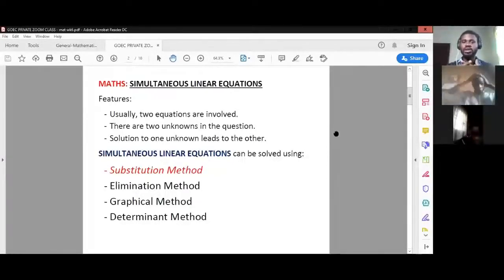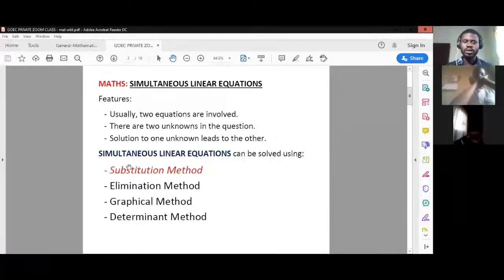You can't solve the two unknowns independently. No, one unknown is dependent on the other. So maybe you first of all find x, and after finding x, you now go ahead and find y. Okay, so that is a feature.